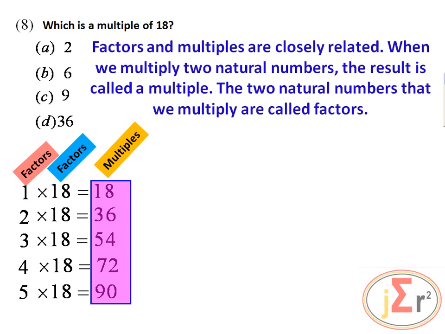So factors and multiples are closely related. When we multiply two natural numbers, the result is called a multiple. The two natural numbers that we multiply are called factors. So when we multiply the two factors together, the result is a multiple.